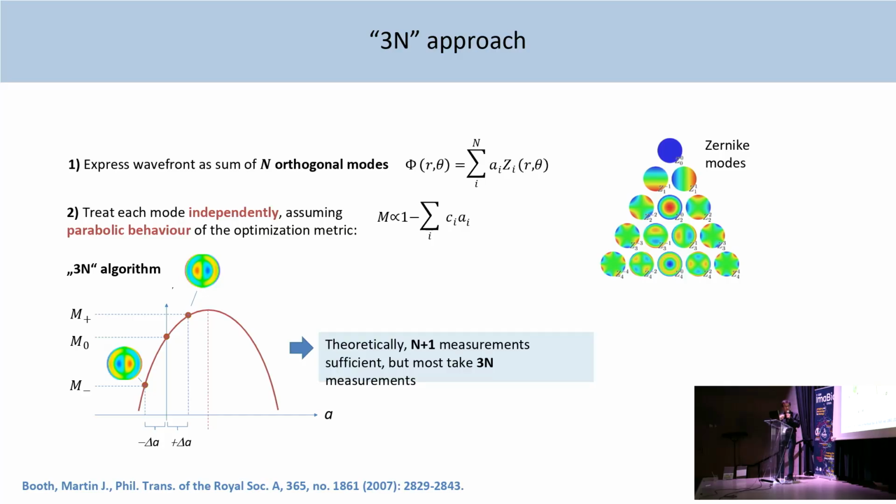And now, under the assumption that the aberration is not too strong, and this is a very important assumption because I will be coming back to it, I can say, okay, I'm very close to the optimum already, fit something like a parabola through those 3 points, and then find out what the aberration content of coma is in my system. And then I go to the next mode. Hence the name 3n. I mean, theoretically, n plus 1 are sufficient, but nobody does it like this, right? So 3n measurements is enough.